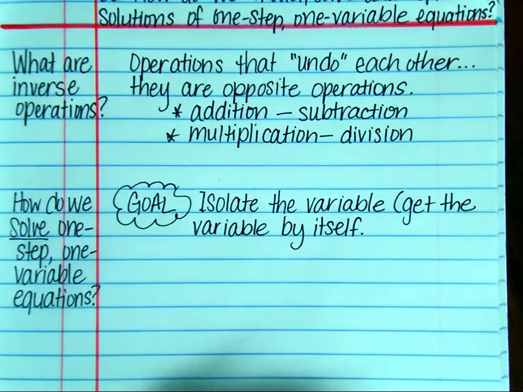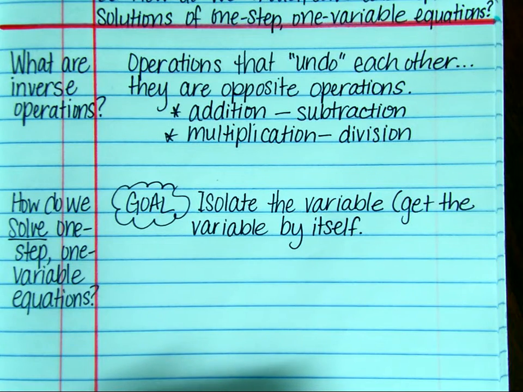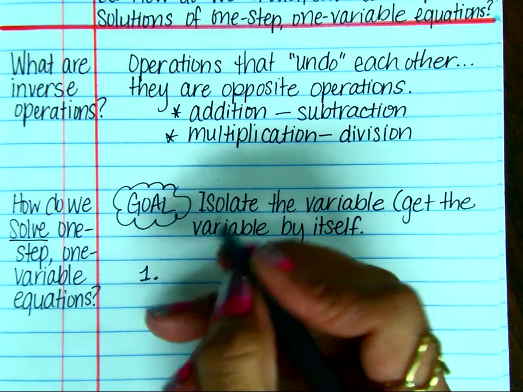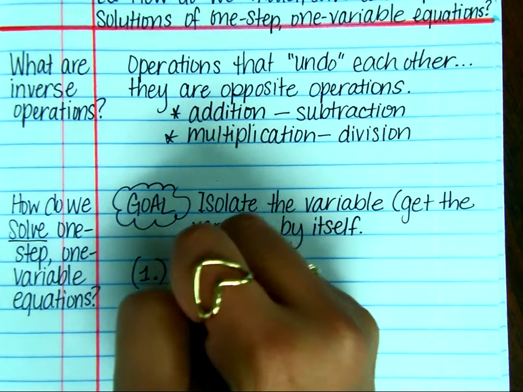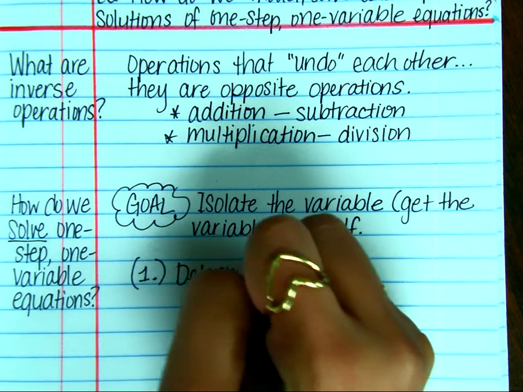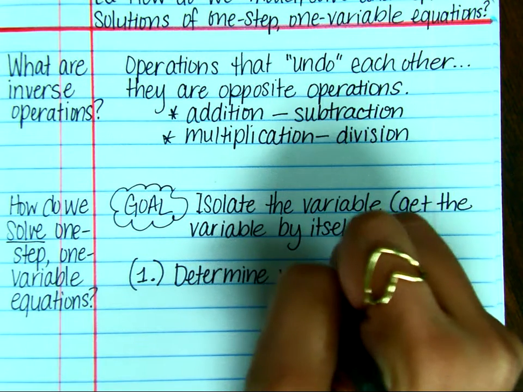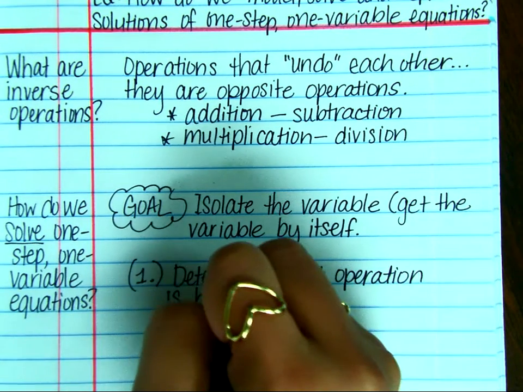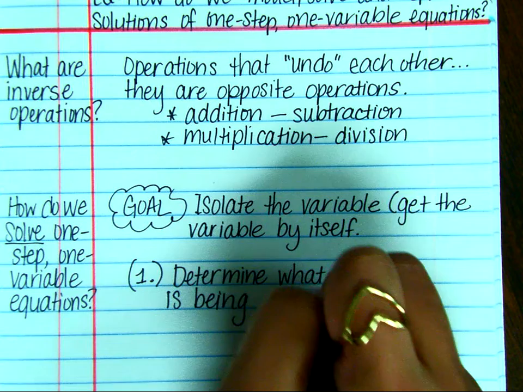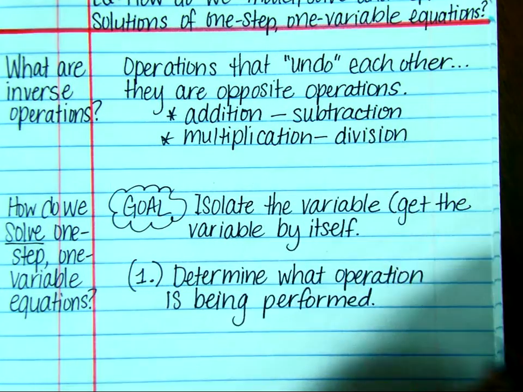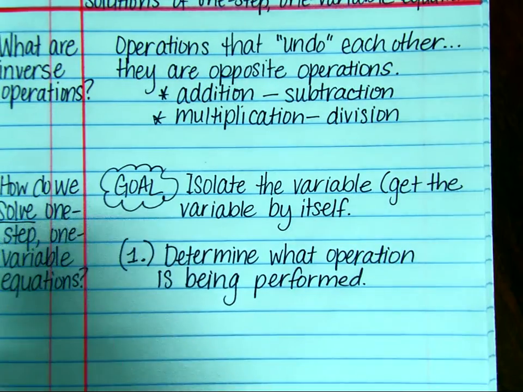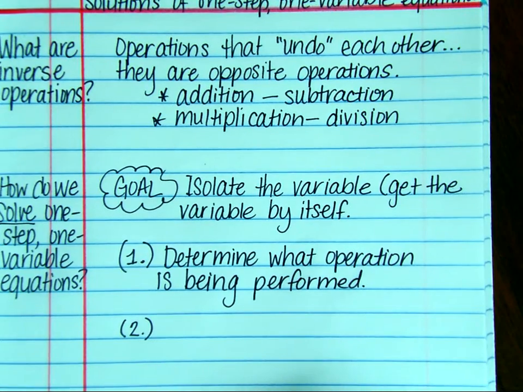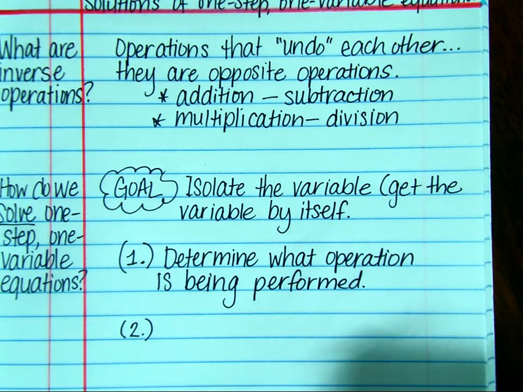Okay, so I'm going to go over 3 basic steps. The first one is we're going to determine what operation is being performed. So when you look at the problem, you need to determine what operation is being performed. Okay. Then we need to apply the inverse operation to both sides of the equation.